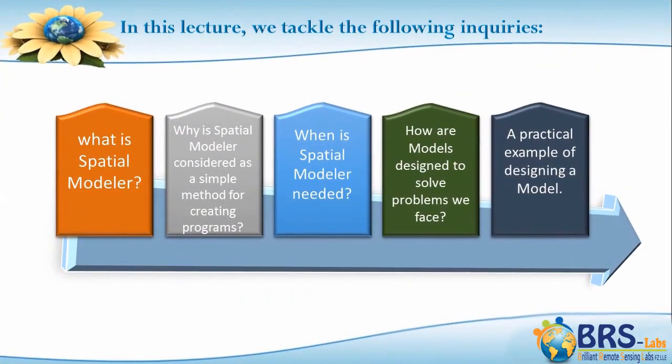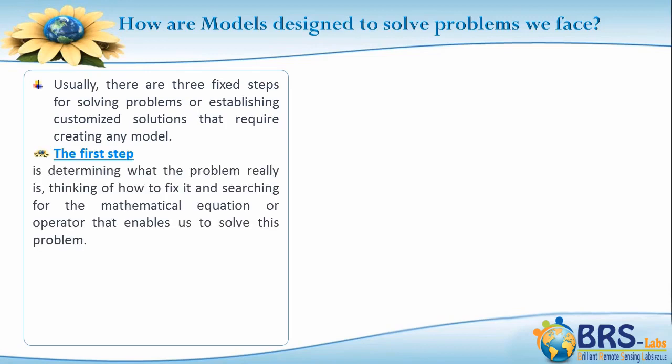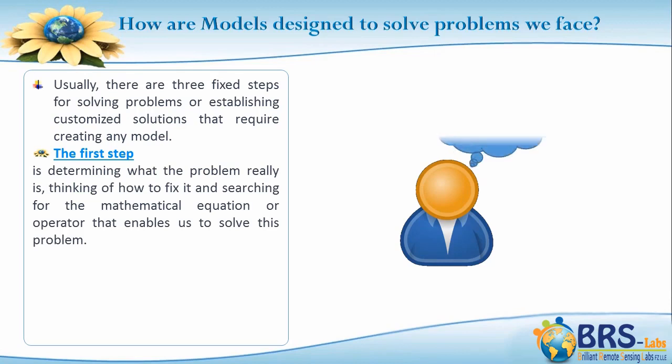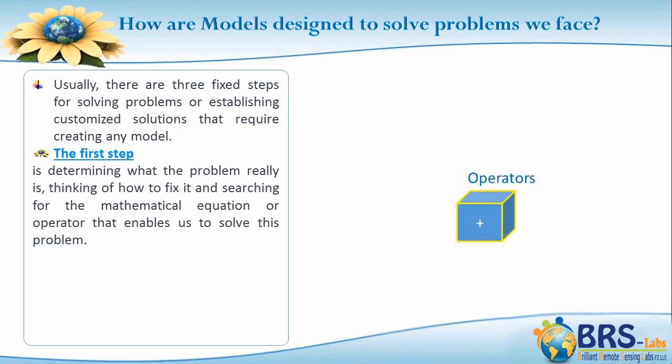Now we move to the fourth inquiry. How are models designed to solve problems we face? Usually, there are three fixed steps for solving problems or establishing customized solutions that require creating any model. The first step is determining what the problem really is, thinking of how to fix it, and searching for the mathematical equation or operator that enables us to solve this problem.